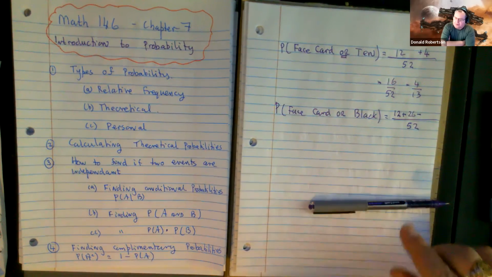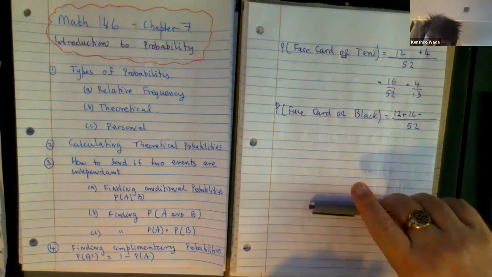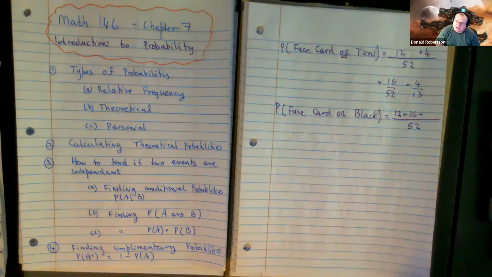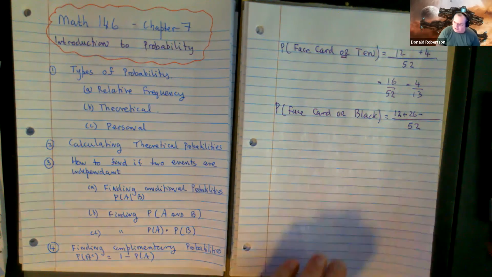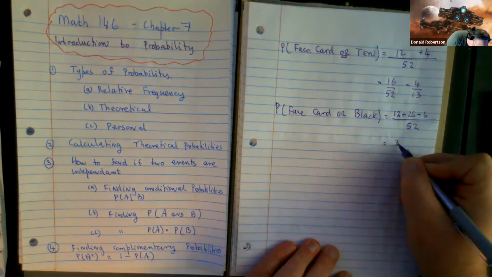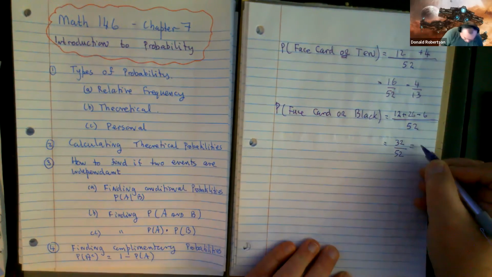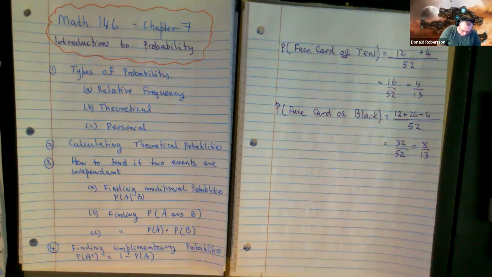How many face cards are black? How many black face cards are there? 6. We sure? How many black face cards are there? Yeah. I'm saying, are you sure? I had to check in my head. You are right. And in this case, then, I believe you get 32 out of 52, and that gets you 8 out of 13. Yep. Okay.